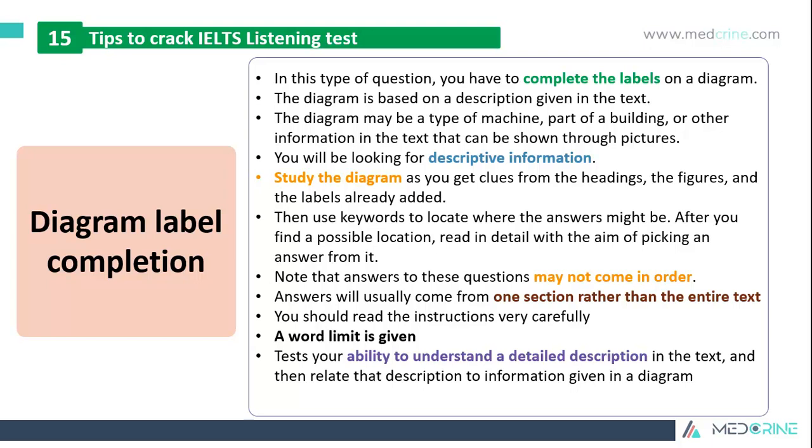Then after that, you use keywords to locate where the answers might be. Once you find a possible location, read in detail with the aim of picking an answer from that location. And you need to know that the answers to these questions may not really come in order. They'll usually come from one section rather than the entire text, and you should read the instructions very carefully to notice the word limit that has been provided.